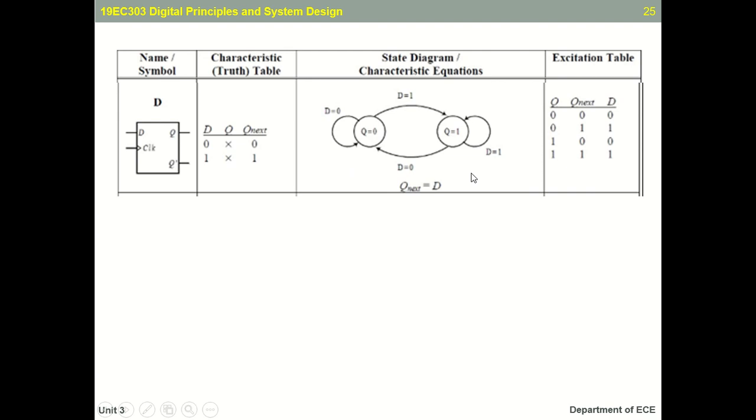See, this D flip-flop is generally used for state diagram minimization and state minimization, because it is having only one input, and the excitation table, the characteristic table and the characteristic equation, everything is in direct equations. This is preferably used in the state diagram minimizations, unlike the other flip-flops JK, SR. Okay, D flip-flop is preferably used.